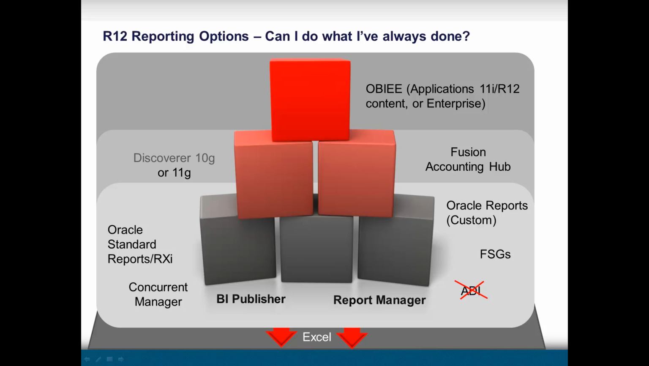The key thing, though, is the fact that ADI is disappearing, and you need to use Report Manager for the publication of any FSGs or anything along those lines, and I'll come on to that in the next slide, as I said. The next layer up, you've still got Discoverer, and there's an end-user layer for R12 as compared to 11i, so you will have the ability to create new reports in Discoverer over your R12 data. You do need to be on 11G.